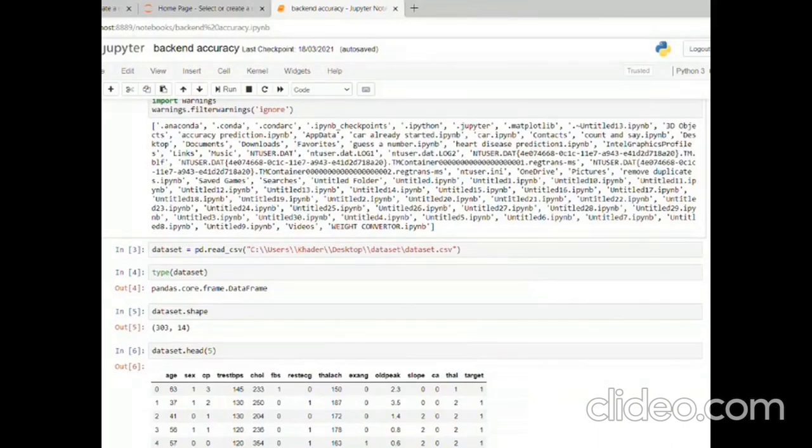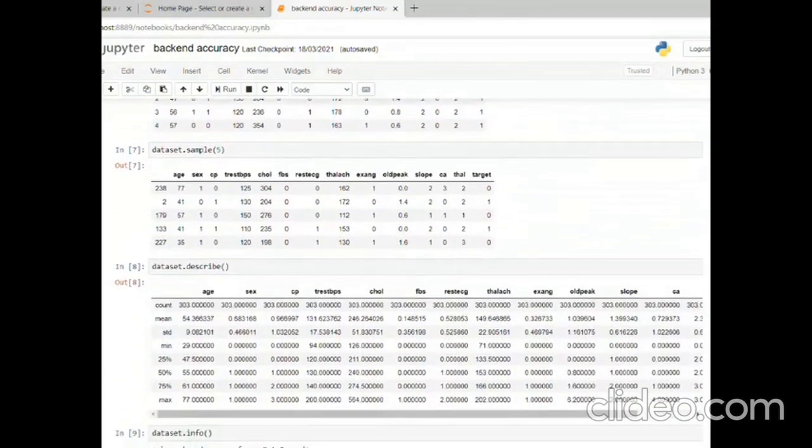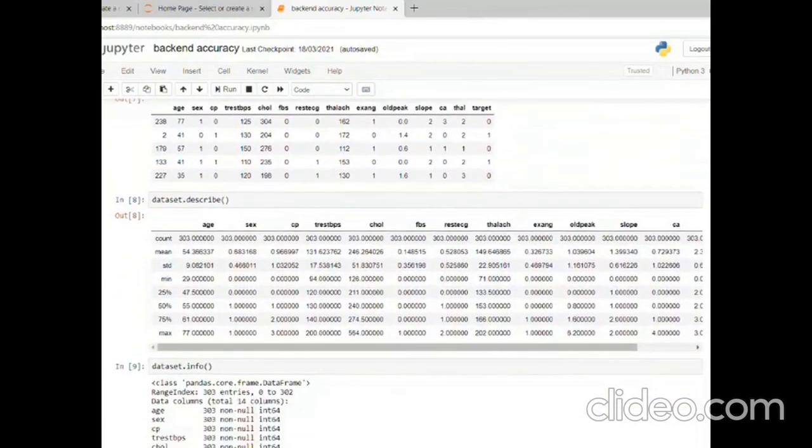And next we have done dataset.head. The head function is used to get the first n rows. This function returns the first n rows for the object based on position. And next dataset.describe has been given. Here the describe function computes a summary of statistics pertaining to the data from columns.